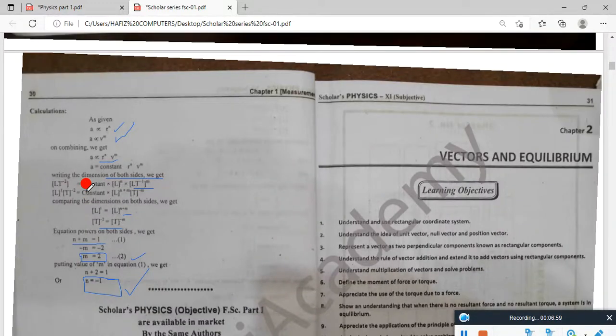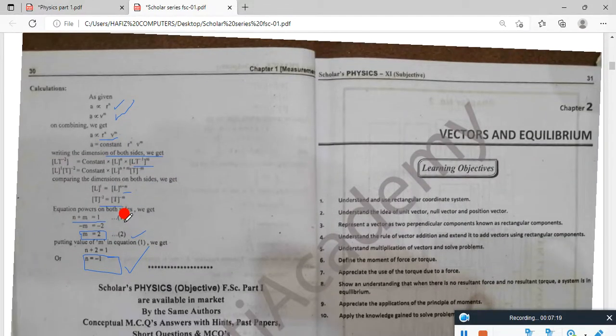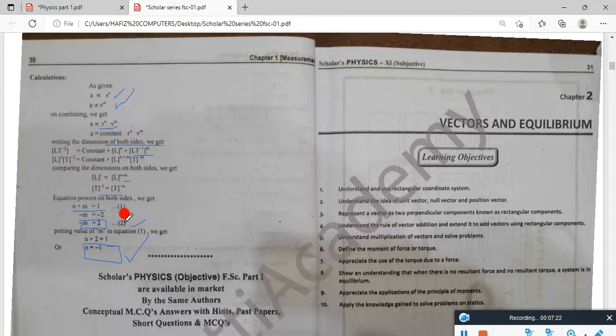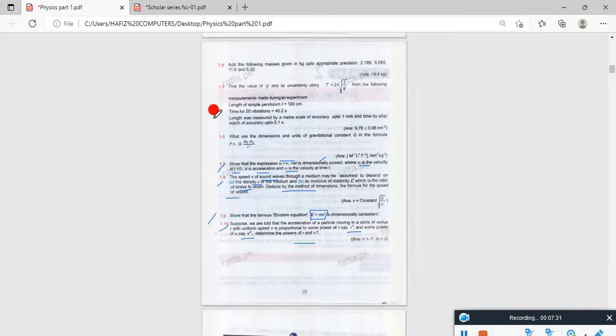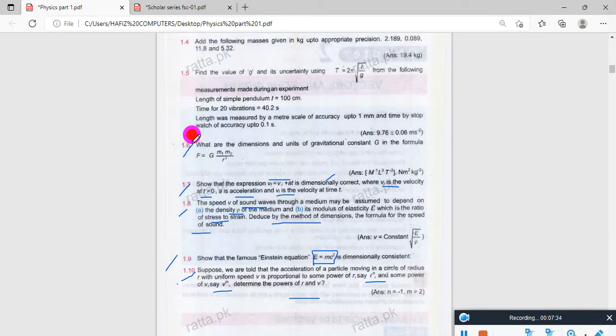We create a formula for acceleration with the powers of r and v. So we have determined the powers of r and v, and we have checked how these are dimensionally correct. So we have discussed 4 problems in this video: 1.7, 1.8, 1.9 and 1.10. We have discussed all the numerical problems except problem 1.5, which is skipped and is not asked in the numericals.